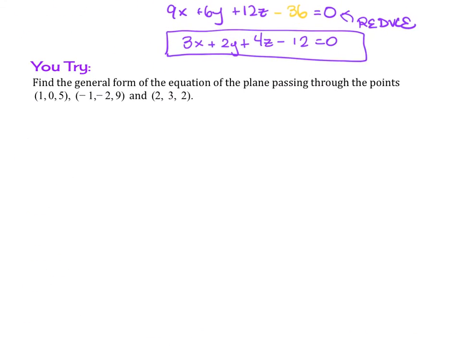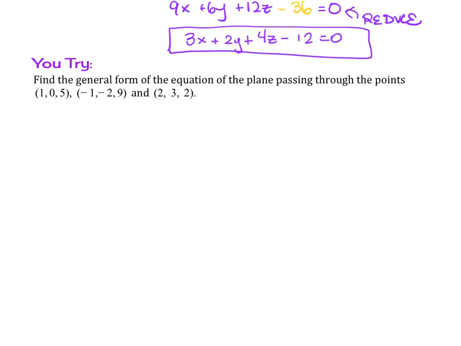So try this example. Find the general form of the equation of the plane passing through the points 1, 0, 5, -1, -2, 9, and 2, 3, 2.